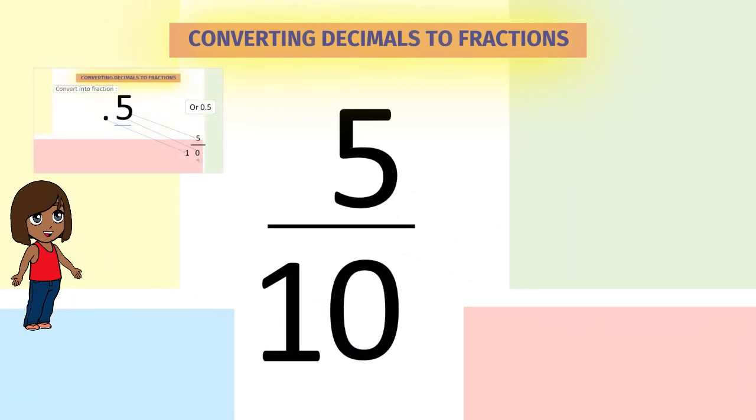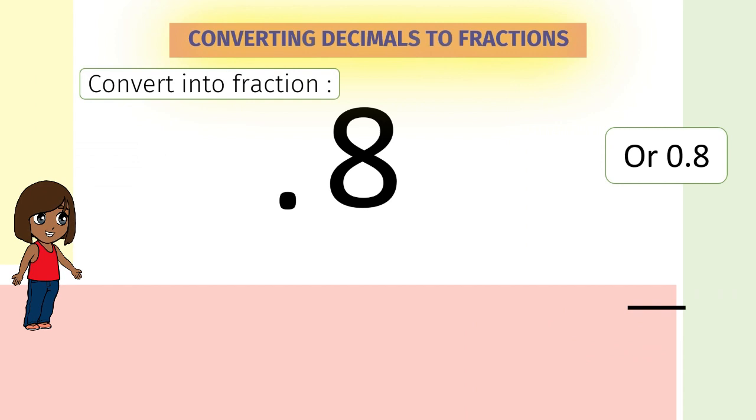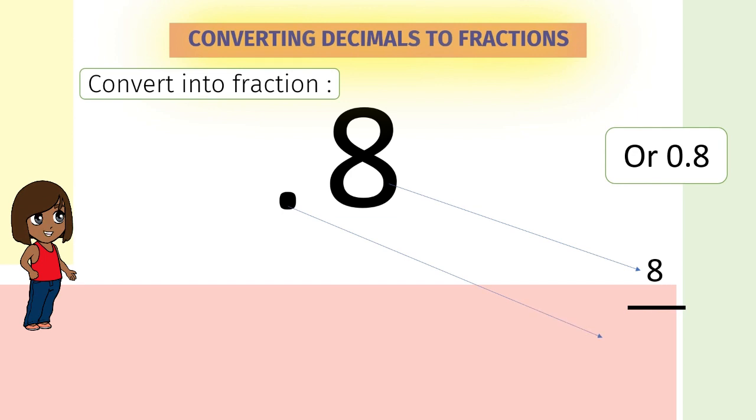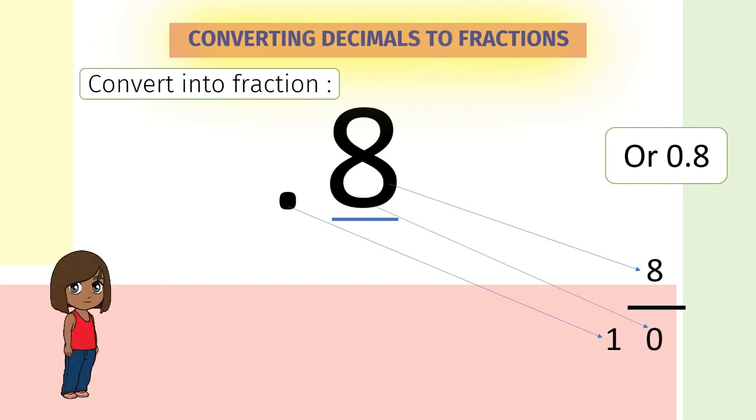Let us take another one. 0.8. For the numerator, just remove the decimal point, so we have 8. The denominator is 1 followed by how many zeros? 1, because we have 1 digit after the decimal point. Answer is 8 by 10.